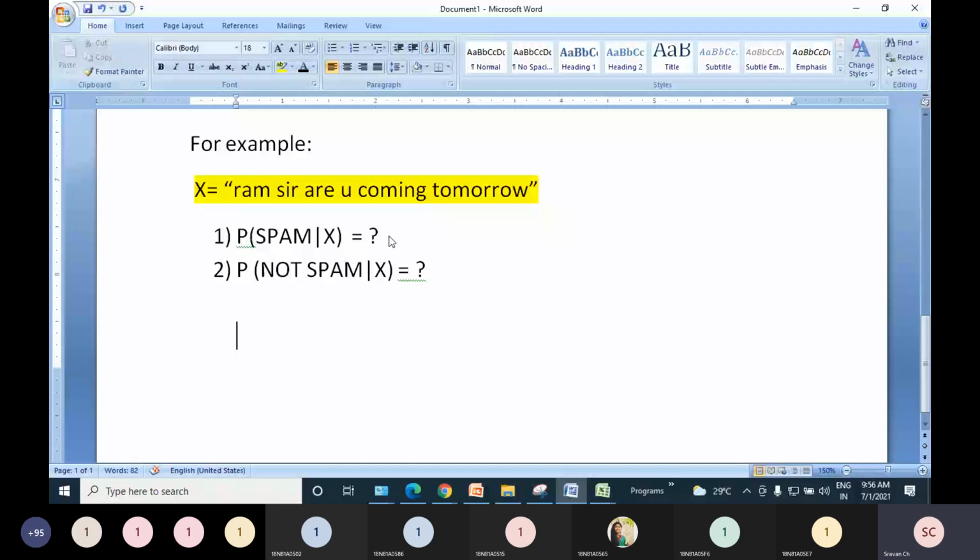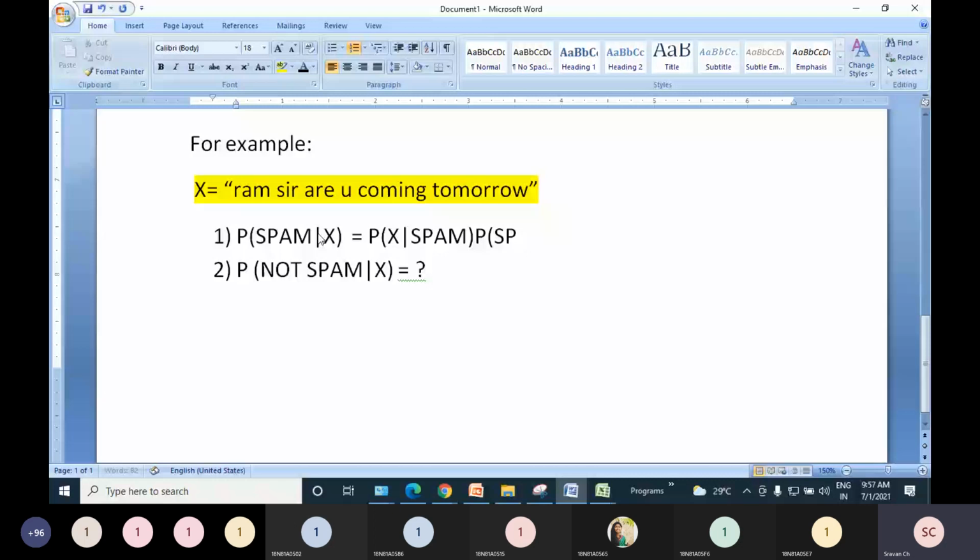So what is the formula? As per Bayes theorem, what is the formula, sir? Just treat this one as P of A given B. Spam is A, X is B. So the formula: P of A given B means P of B given A, that is X given spam, into P of spam. Simple formula, sir.